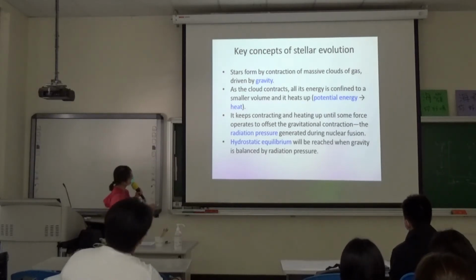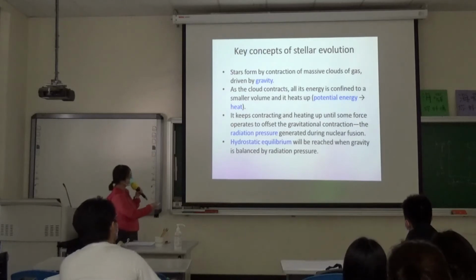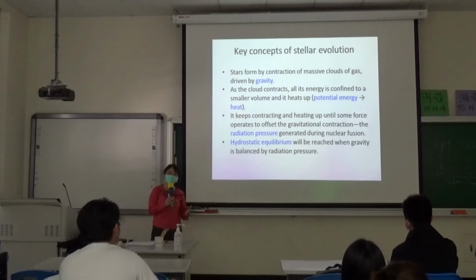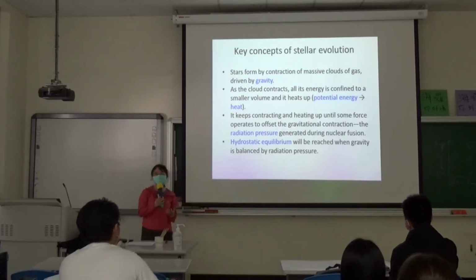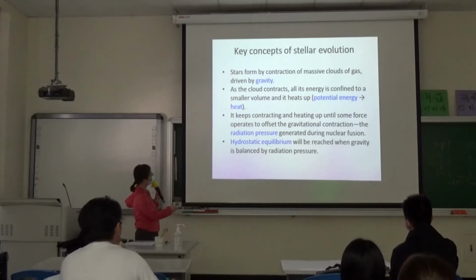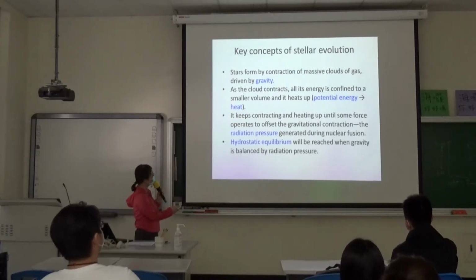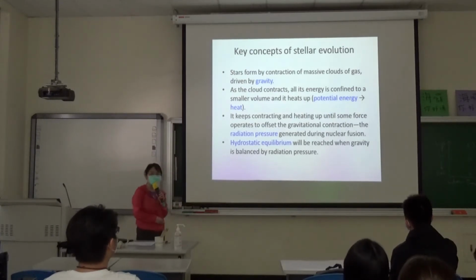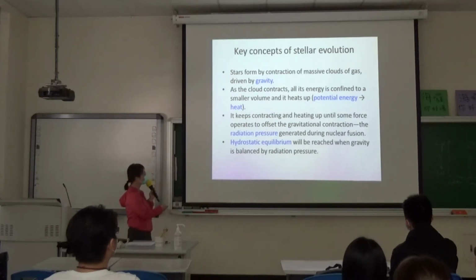So it first contracts, the potential energy is converted to heat, so it heats up until some force operates to offset the gravitational contraction, which is called the radiation pressure, which is the pressure that's generated by heat. And then this heat, because the temperature goes up, will induce nuclear fusion. At the end, the star is the product of hydrostatic equilibrium when gravity is balanced by radiation pressure.